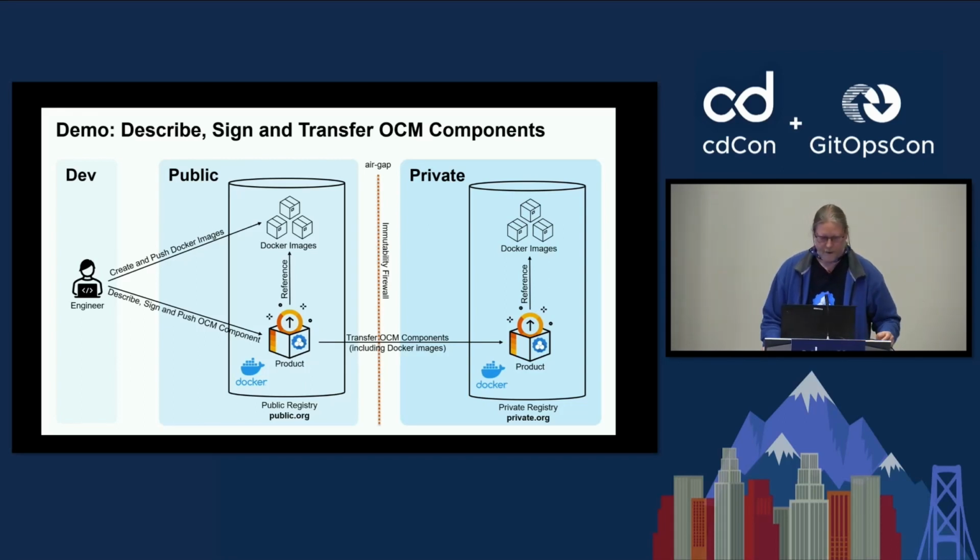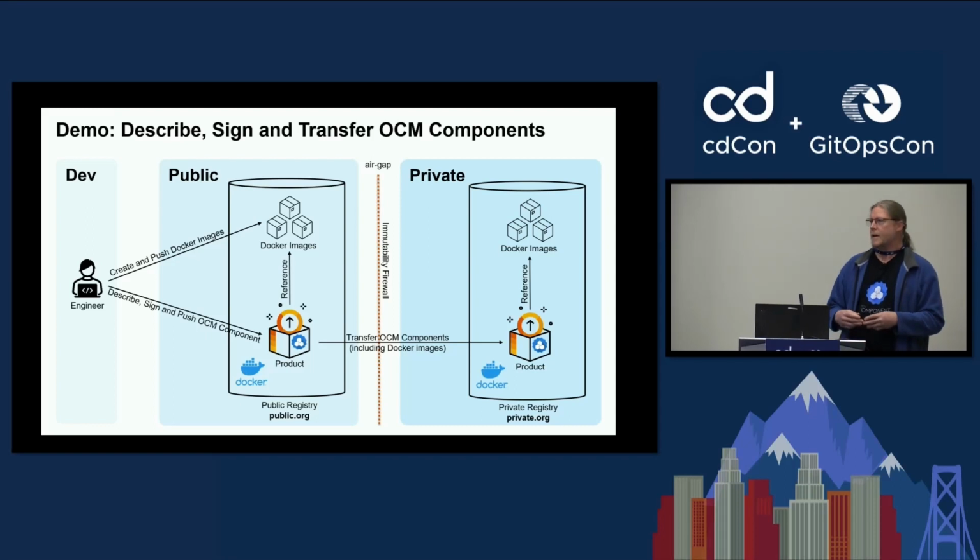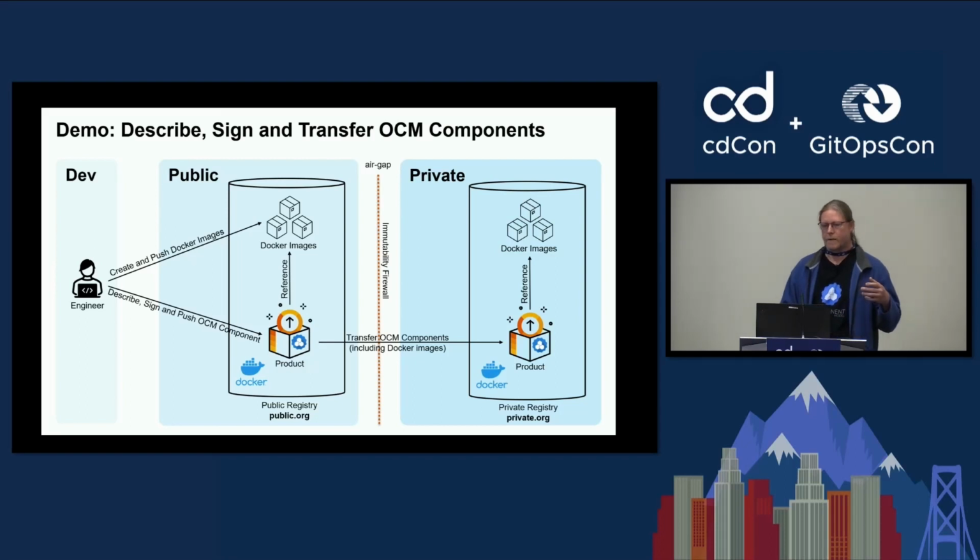Okay, so demo. In our demo, we're going to look at applying these principles. We're going to describe a simple software component, then transfer it across a boundary. Then on the other side, we're going to deploy that software component and apply the GitOps localization. We're going to do this twice, so we can see the process is repeatable: a V1 and a V2. And we'll take a quick look at signing, so we can see how OCM can help with securing your supply chain.